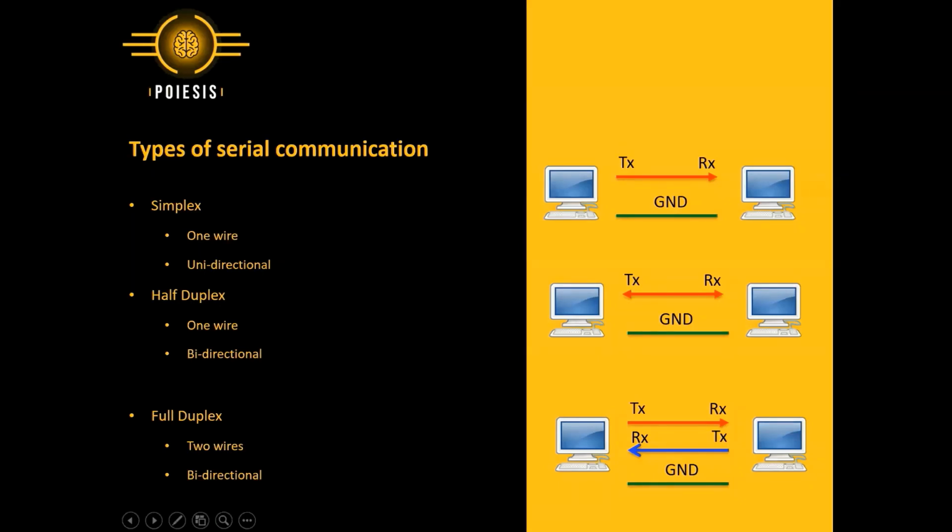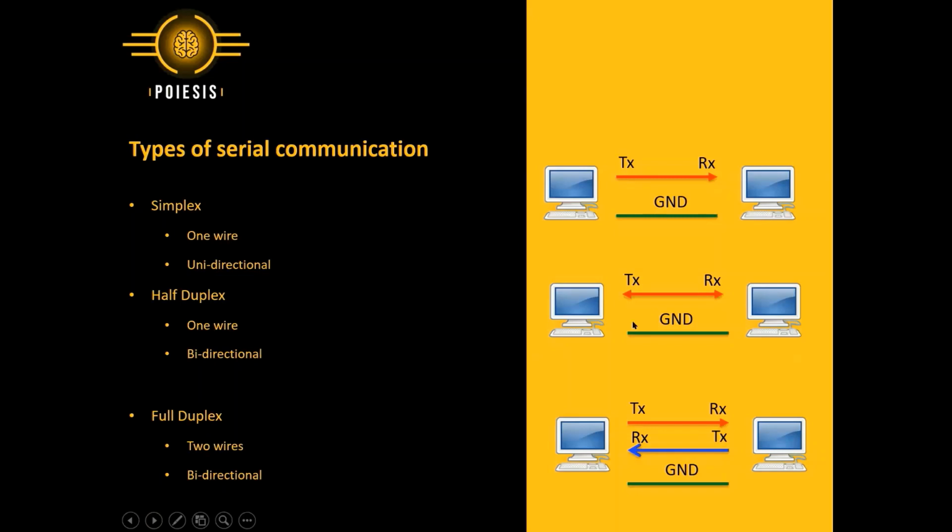There are three types of serial communication: simplex, half duplex, and full duplex. In case of simplex serial communication, only one wire is used as data wire, and data flow is unidirectional. TX here stands for transmission, RX stands for receiving. There is a common electric reference, ground, connecting two systems to each other.